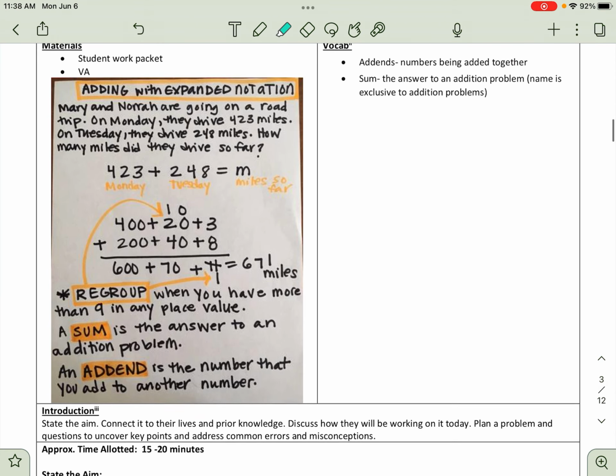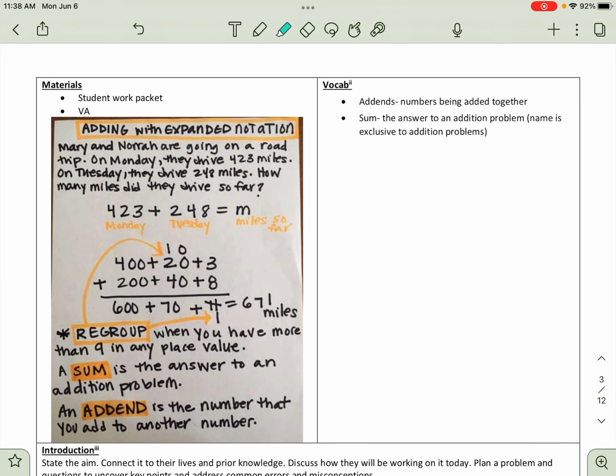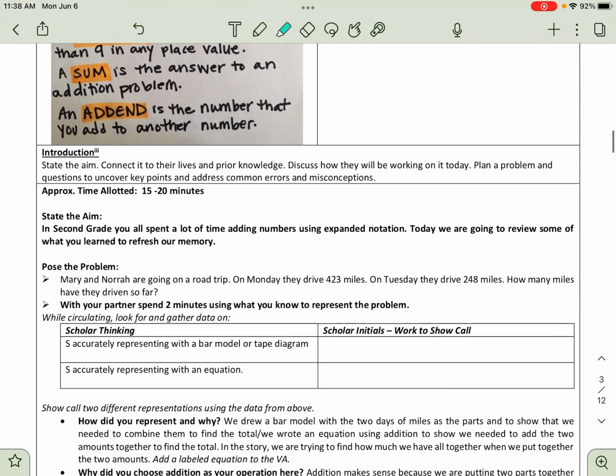And then we get into the materials. We have the student work packet, which I will show you below. And then here, this is what would be an anchor chart in the classroom. So this would be put up after one lesson so that the students can always have that example to look at. And then over here, we have some vocabulary. Now we get into the actual execution of the lesson. We get into the introduction where we state the aim and have students write it down.